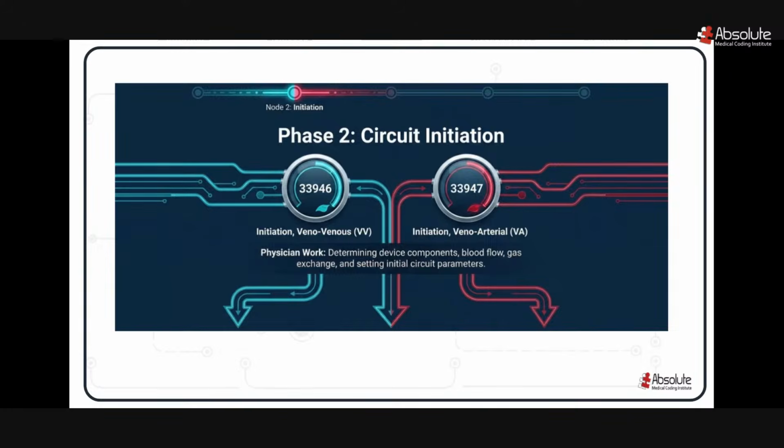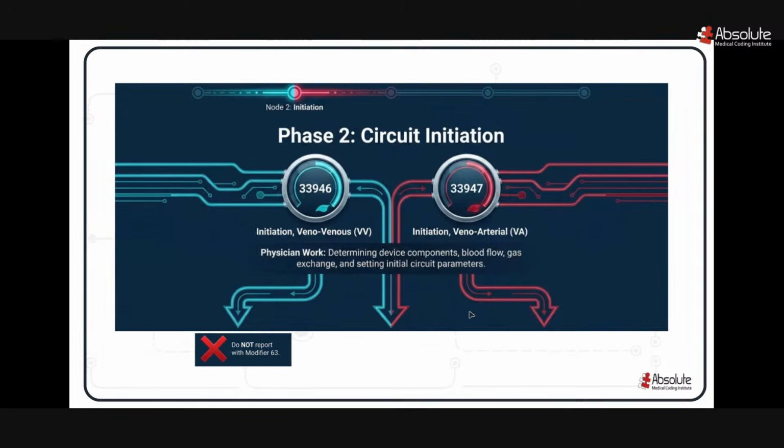And the code selection here depends upon the type of ECMO support being initiated. Previously I said that there are two types of ECMO. One is VA ECMO and the other one is VV ECMO, right? So for the VV ECMO, you will use 33946 as an initiation code. And for the VA ECMO, you would use 33947 as an initiation code.